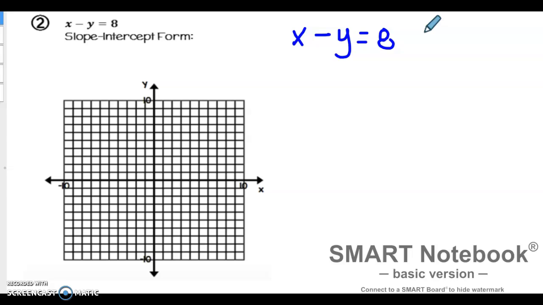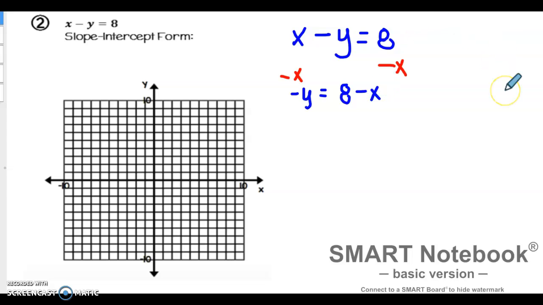That means we need to solve the equation for y. So we need to get y on one side of the equal sign by itself. To do that, the first thing we're going to do is take this positive x and subtract it from both sides. When we do that, we get the opposite of y. You can't forget this negative sign here. It's attached to the y. Is equal to 8 minus x.